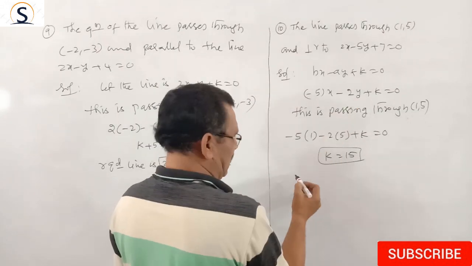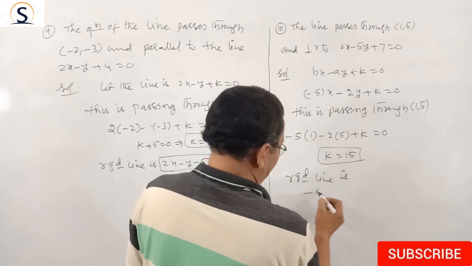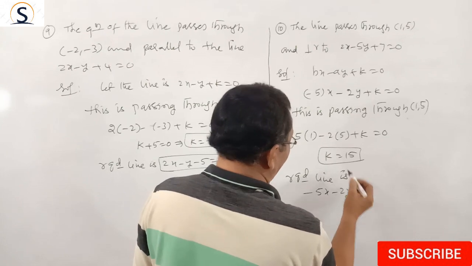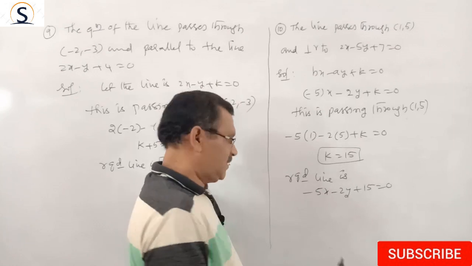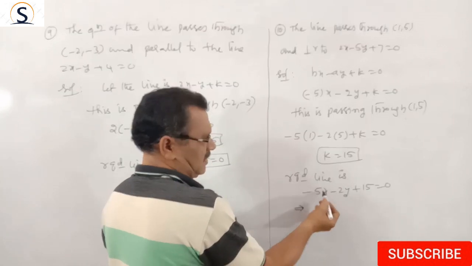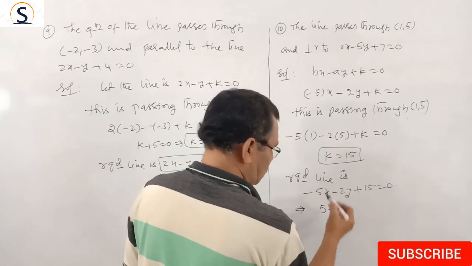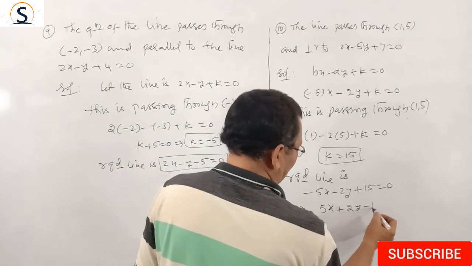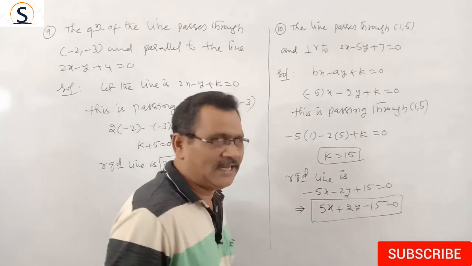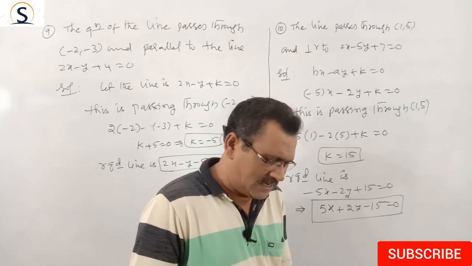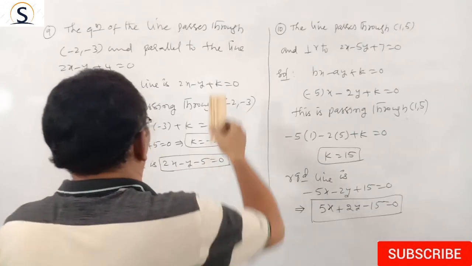Therefore, required line is minus 5x minus 2y, k is equal to plus 15 is equal to 0. This seems to be just first term is having minus. I'll remove this minus by multiplying with minus. 5x plus 2y minus 15 is equal to 0. This is the required line which is perpendicular to the given line and passing through some point. Okay. The next problem.